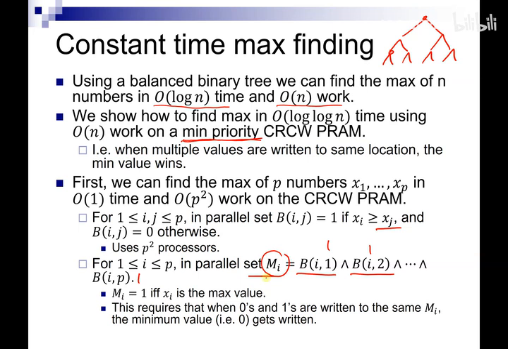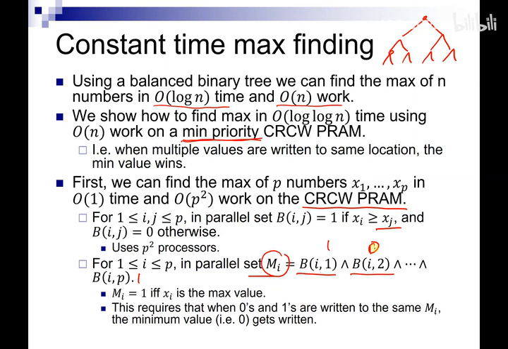Now in order to compute this m_i, here's where we actually use this CRCW property with min priority. Here we could have some of these bits being equal to 0. If x_i is not the maximum value, then some of these bits are going to be equal to 0. We're going to have P processors writing to the same memory location, the same m_i. And when some values are 1 and some values are 0, we need the 0 to actually get written.